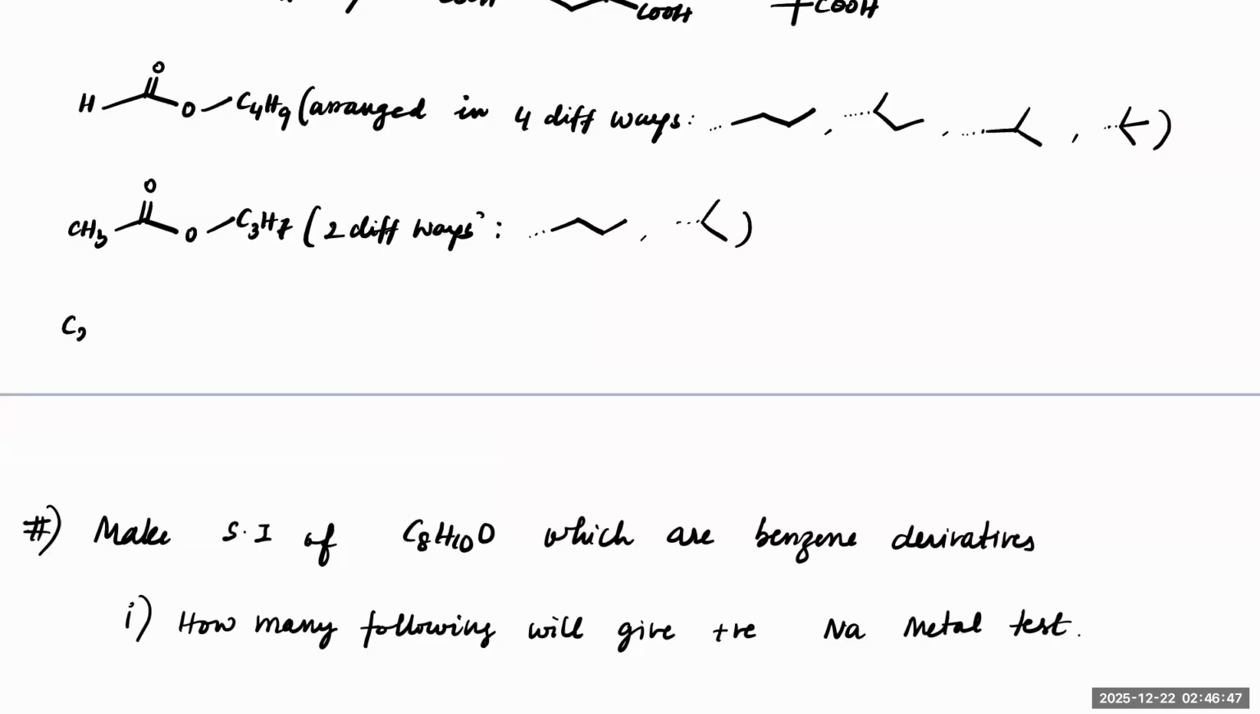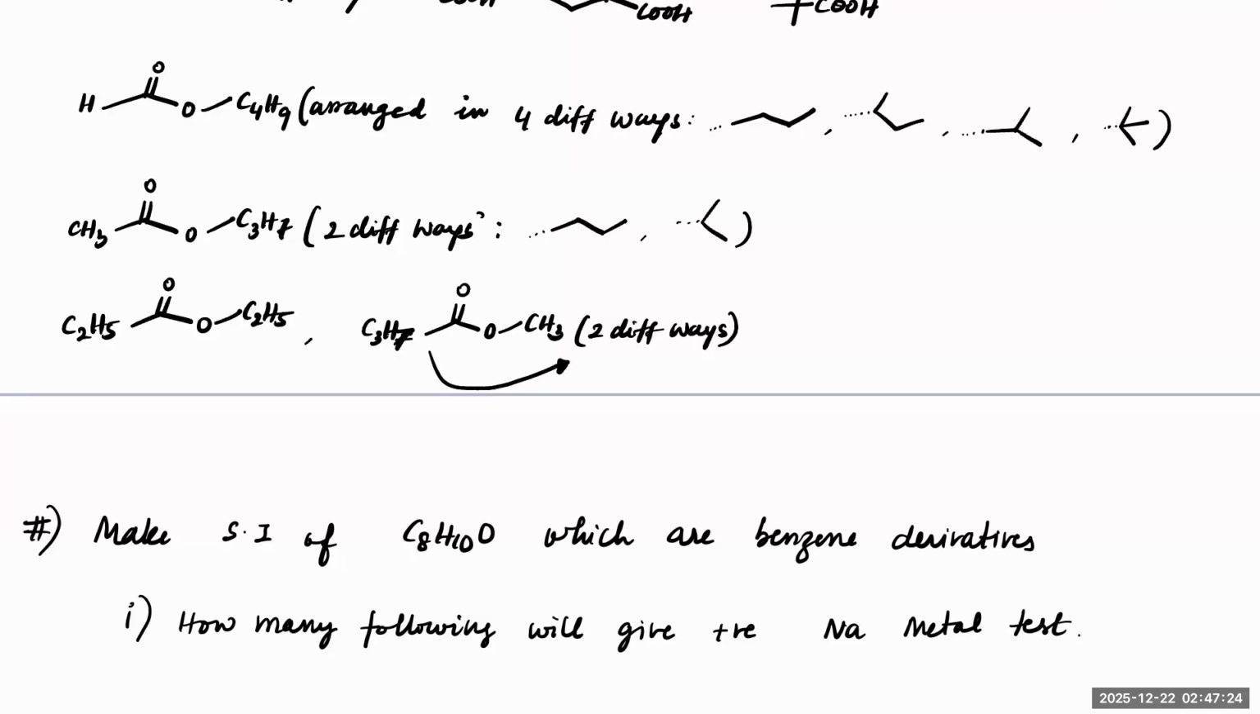Next, we can have C2H5 double bond O C2H5. And lastly, we can have C3H7 connected with double bond O, CH3. So this side again I can have 2 different ways, because this time again I have C3H7 kind, which I can put in 2 different ways.